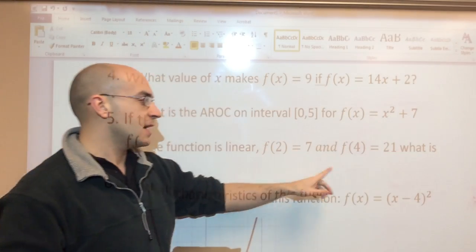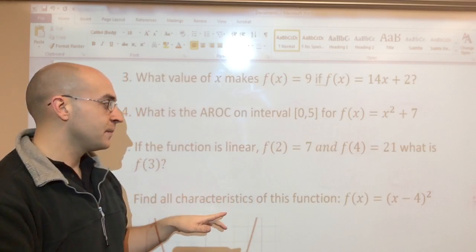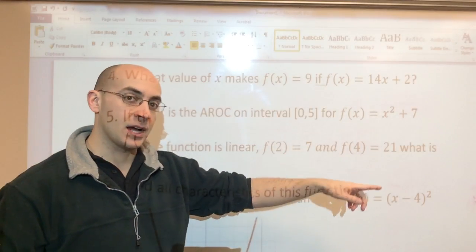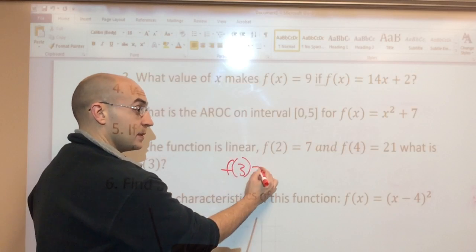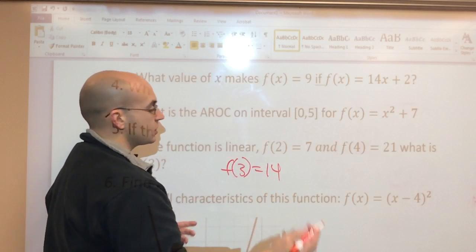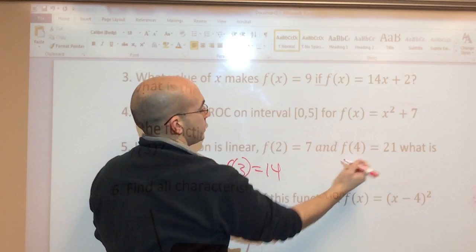Well, if f of 2 is 7 and f of 4 is 21, I can use slope formula, or I can just kind of eyeball this. Well, I know it's going up by 7 each time, right? So f of 3 is going to be 14, okay? Or I can just use slope formula. So x1, x2, y1, y2.